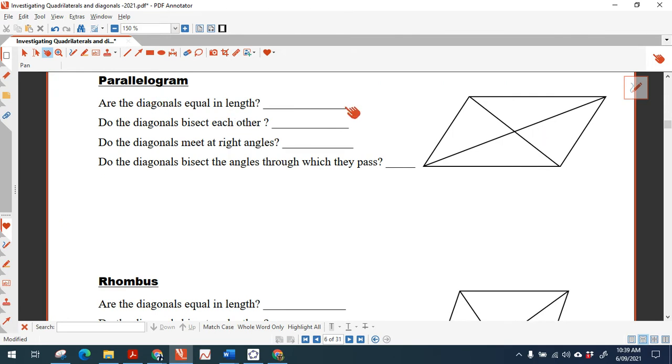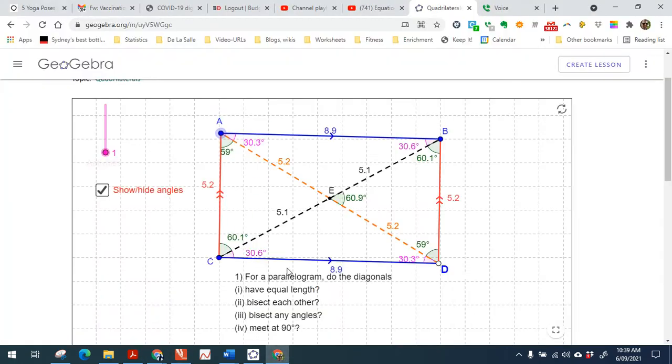So the first question for the parallelogram is, are the diagonals equal in length? So let's have a look. Let's look at the orange diagonal first. I'm just going to remove the angles for a minute. This little checkbox can hide the angles. So let's just look at the lengths of the diagonals. You can see the orange diagonal is 5.2 from D to E and 5.2 from E to A. So altogether, that orange diagonal is 10.4.